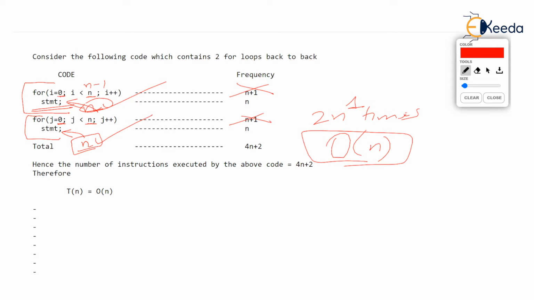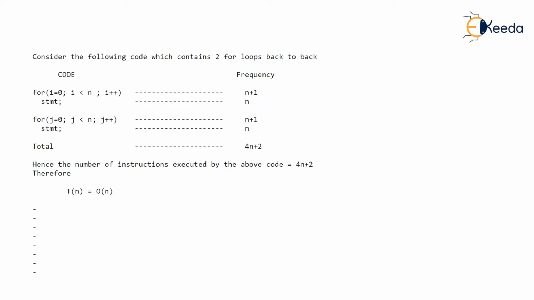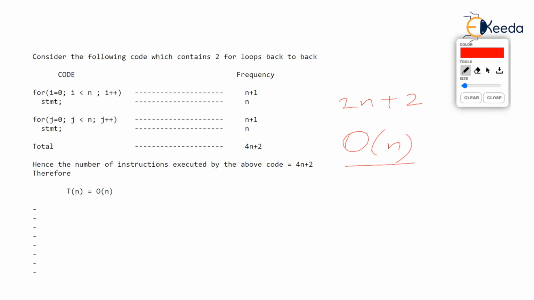Listen, we are anyway not interested in the exact polynomial. What are we going to do with the exact polynomial? Somebody will argue that no, it is not 2n times, it is 2n plus 2 times. So what have you achieved by writing that? Ultimately you are going to write order of n itself, isn't it? You are going to drop all these terms and you are going to say this is a polynomial of degree 1.